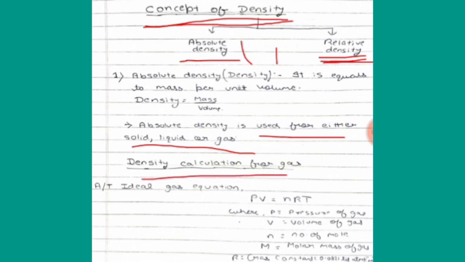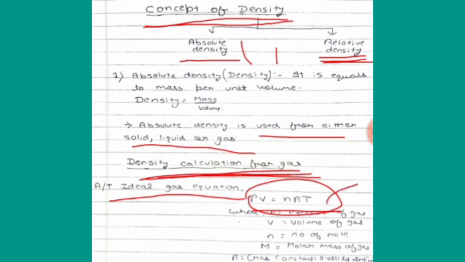And the subtopic is density calculation for gas. According to the ideal gas equation, PV equals nRT. Don't worry about that. It will be discussed in another topic, gas state, where P is the pressure of the gas, V is the volume of the gas, n is the number of moles, M is the molar mass of the gas, and R is the gas constant, which equals 0.0821 liter atm per Kelvin per mole.